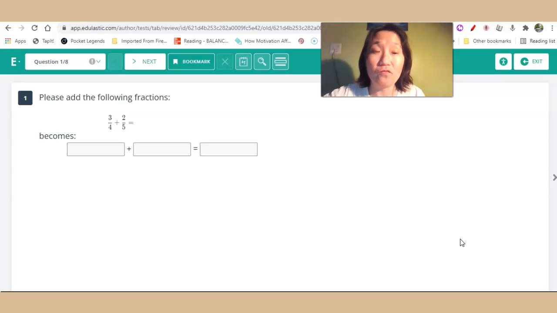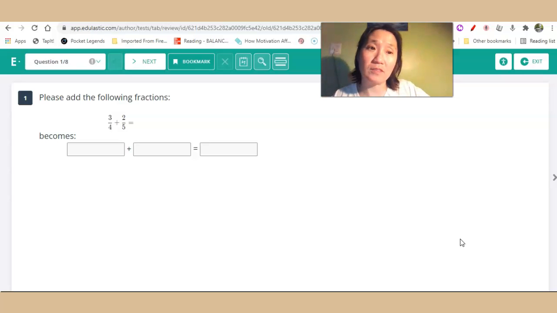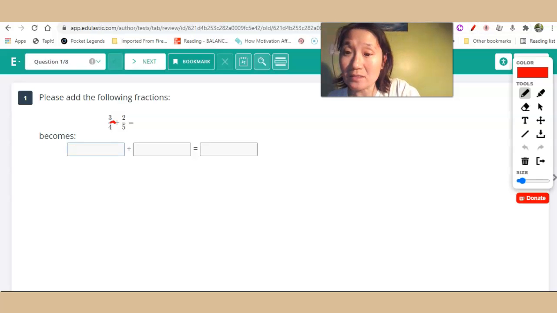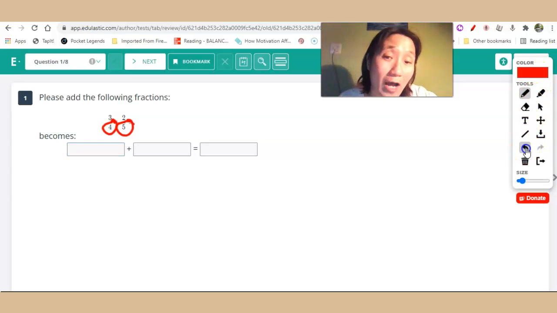Now, you've added fractions with like denominators, and all you do is just add the tops, keep the bottom the same. But before you can do that, you have to get the bottoms to be the same. Because at this point, these denominators are not the same. You have a 4 and you have a 5, and you cannot add denominators that are not the same at all. Cannot do that. Okay?